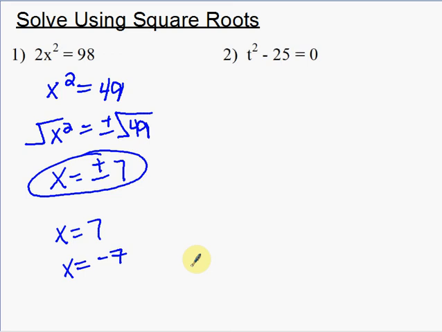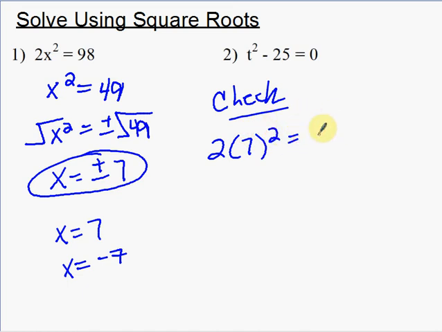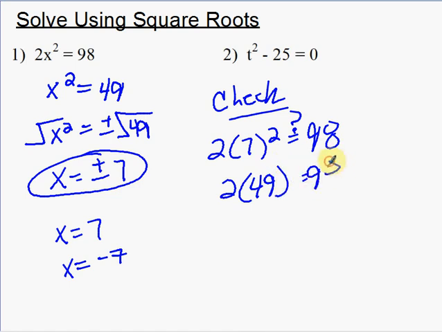And let me prove to you that that works. If you wanted to check your work, you could write the word check, and you could plug both of these numbers in for x. So if I were to plug in 7 for x, should equal 98. If I want to be technical here, I put a question mark because I don't know it's true until I check it. I have 2 times 49 is equal to 98. And that's true. 98 is equal to 98. So that checks out, right?